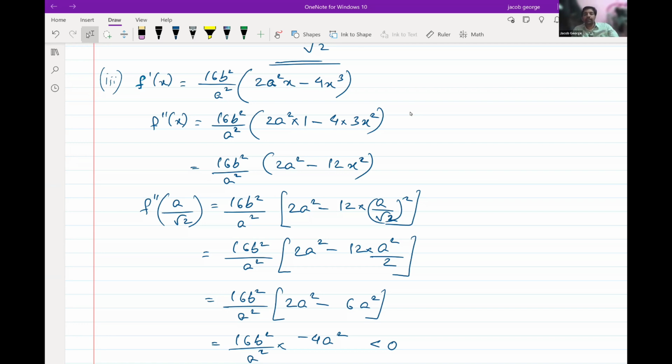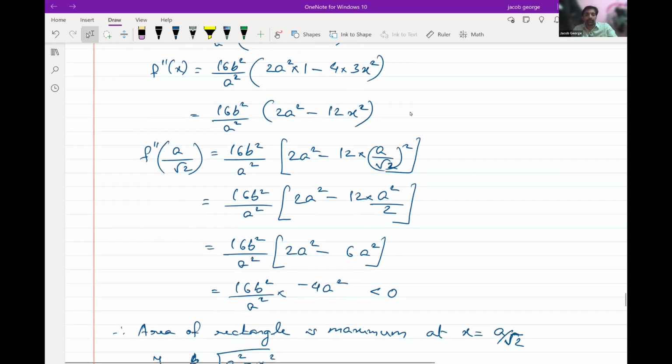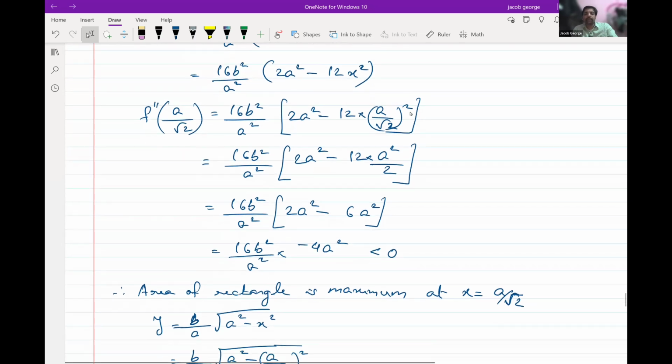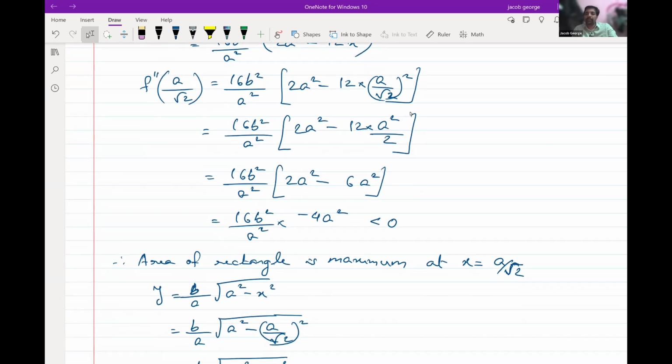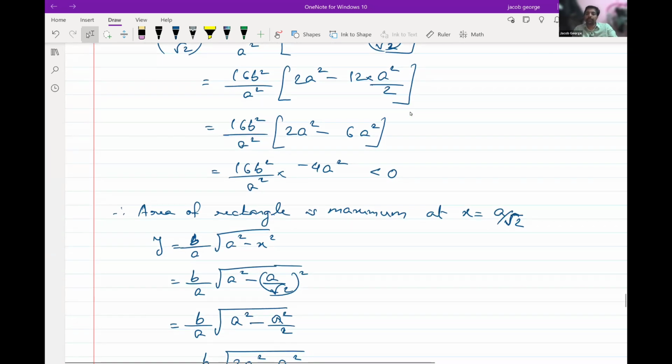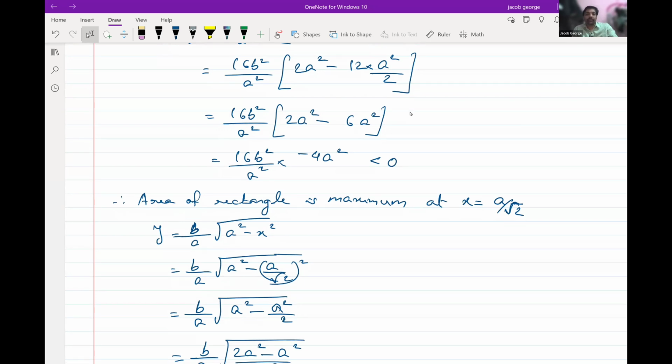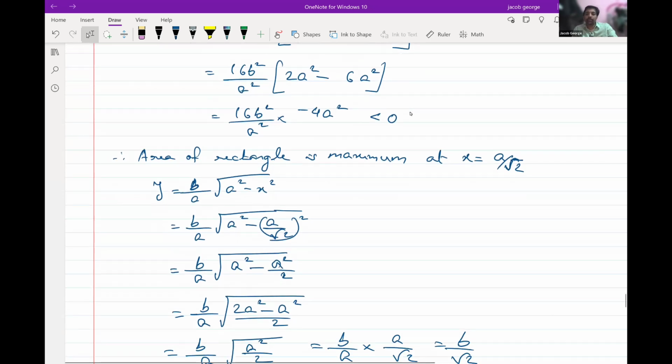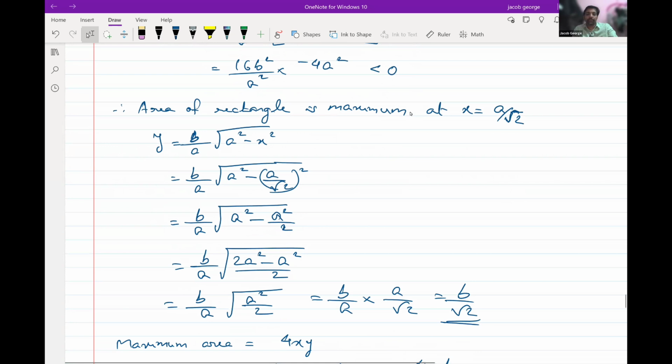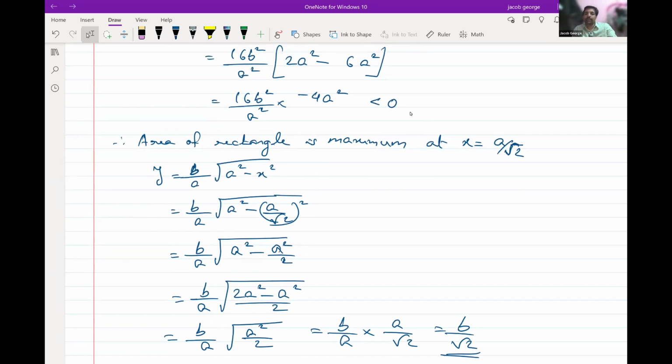Yes. Then this last step is conclusion. Area of the rectangle is maximum at x equal to a by root 2, and find out y, and then write the two dimensions, length and breadth. Okay, length and breadth. Length is 2x and breadth is 2y. That also we have to write additionally here in this case study 1. Okay. So what is y? b by a into root of a square minus x square.